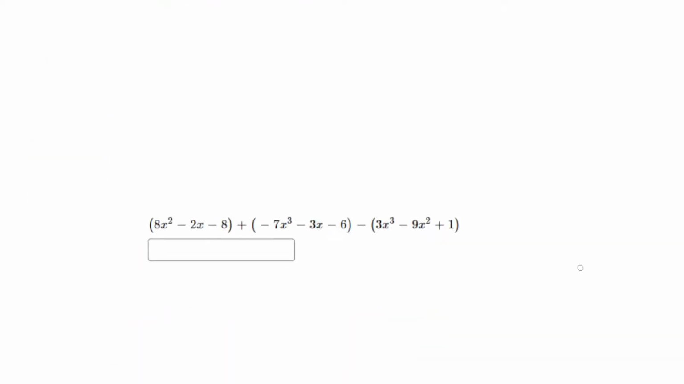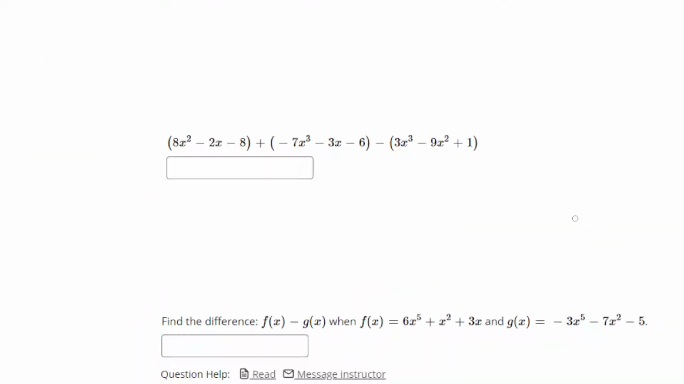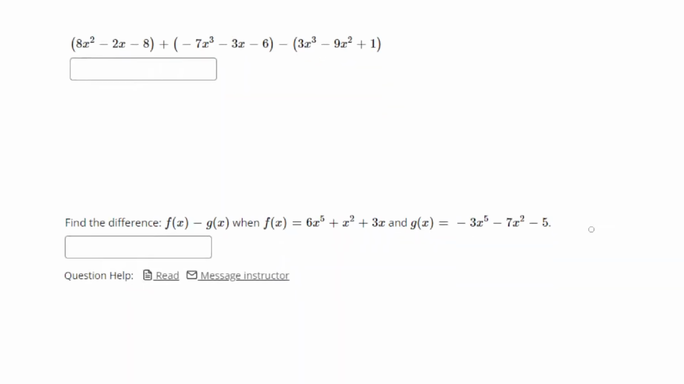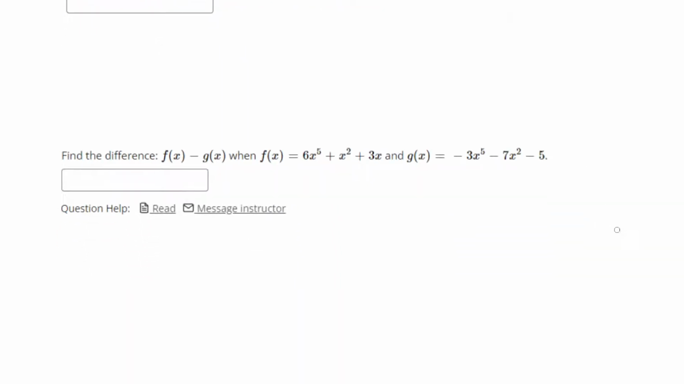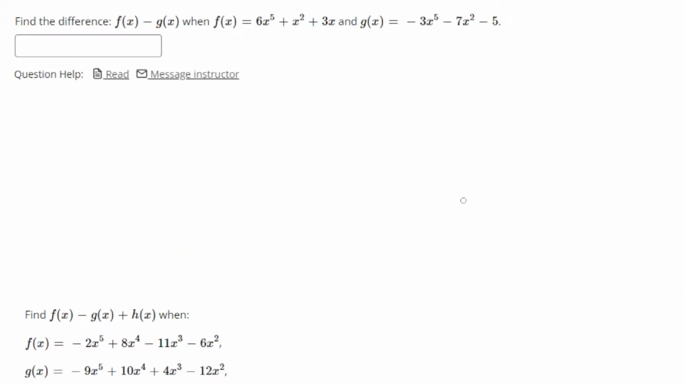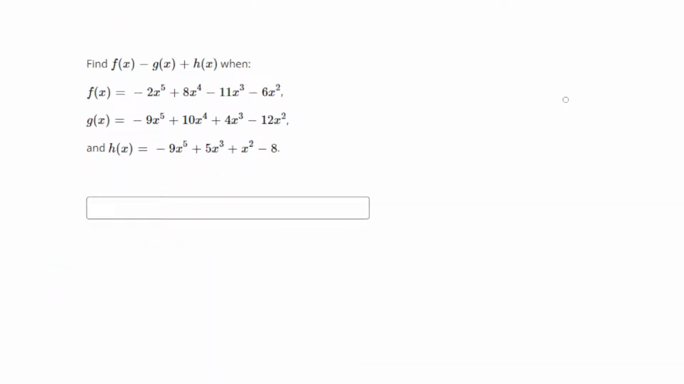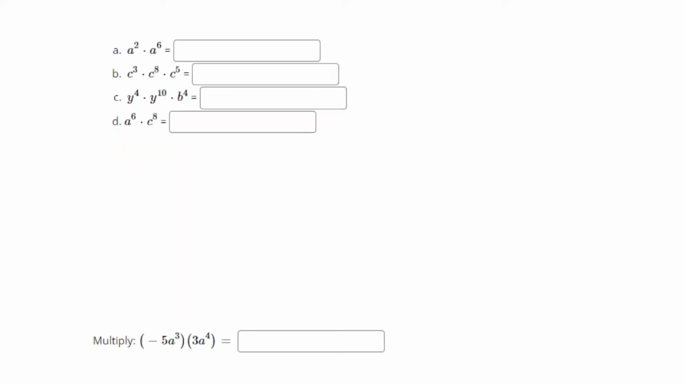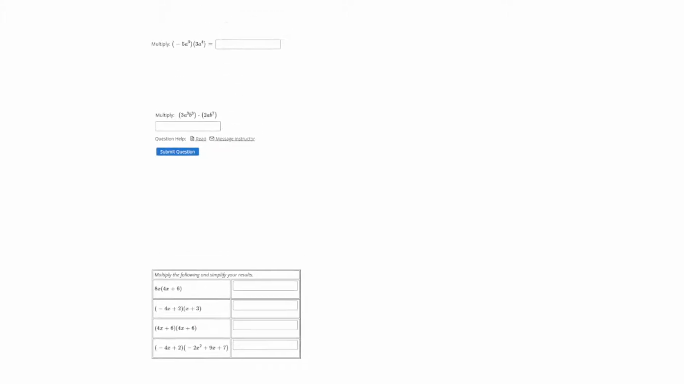Next would be function composition, and we'll talk a little bit more in depth about it in the next video. But basically, we're going to be covering a function added to another function or a function subtracted by another function. And we'll talk about distribution for that. And then we'll talk about exponent rules and how to multiply terms together.